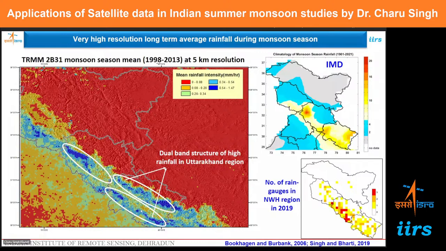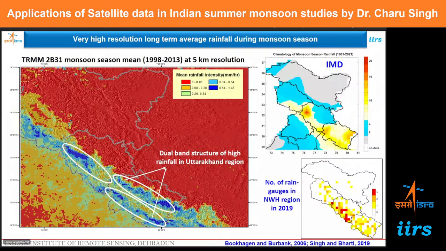Therefore, we get this fine scale structure of the rainfall, particularly in the mountainous region of India. If you see this rainfall structure here, this is the Uttarakhand region, this is the Himachal Pradesh region, Jammu Kashmir and Ladakh. There is a difference in the rainfall spatial distribution in Uttarakhand and Himachal Pradesh. We see a dual band structure of the high rainfall. That is clearly visible here. Uttarakhand rainfall is characterized by a dual band rainfall structure, whereas in the Himachal Pradesh region, we note only a single band rainfall structure.